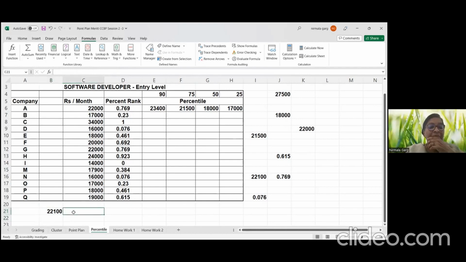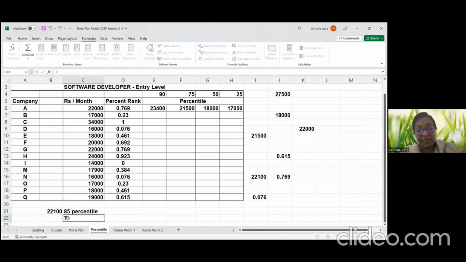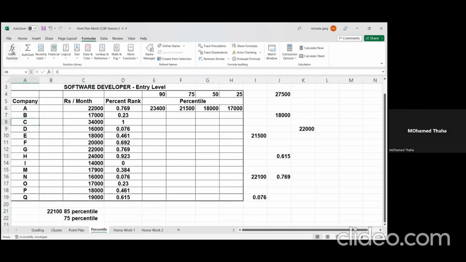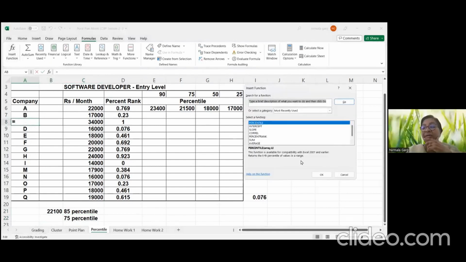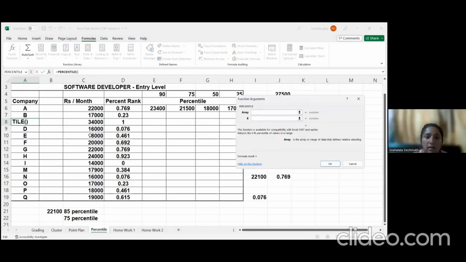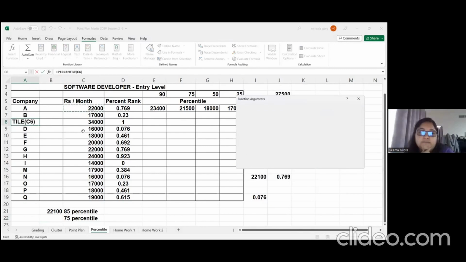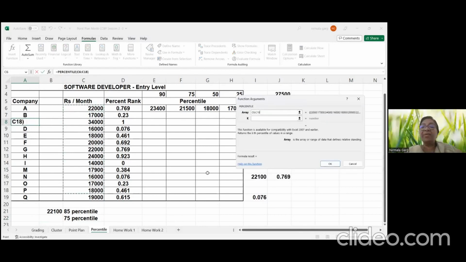So this is, let me put it as 85th percentile. Okay. Now you will guide me. I want 75th percentile. Equal to, what will I do? Insert function. Insert percentile. Percentile is already there. Select the array. Array's salary monthly. Drag it. All right. Then put the percentile. K, what will I put in K? 0.75.